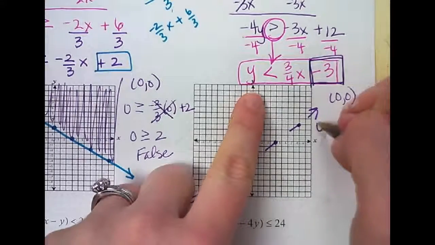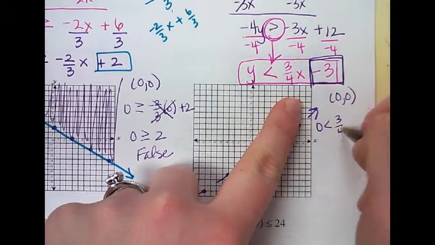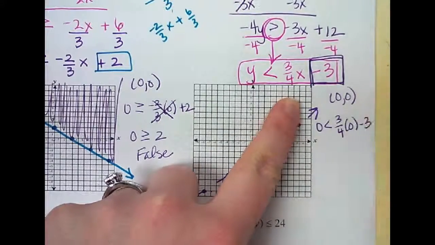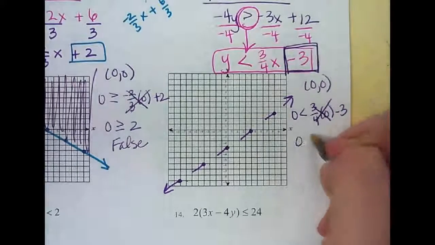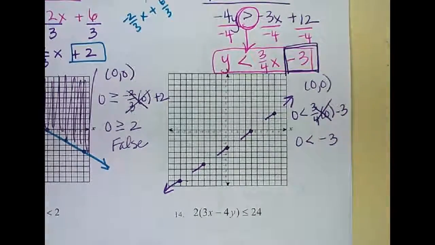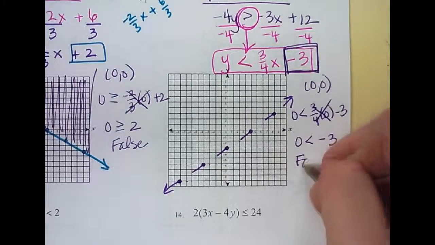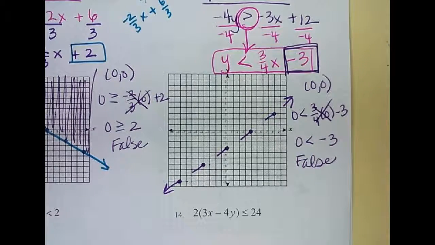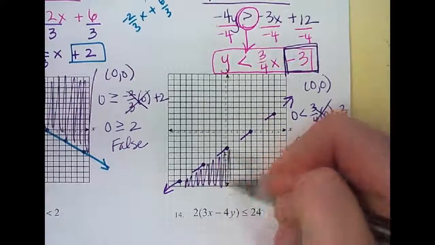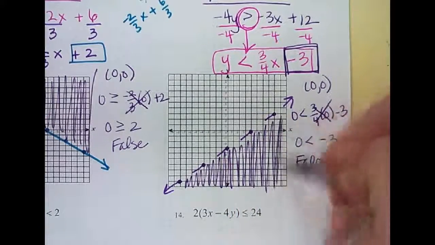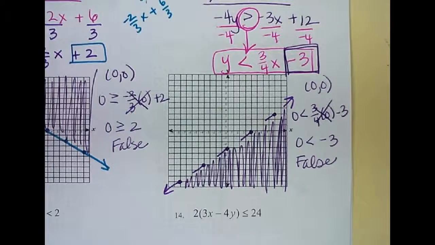So 0 is less than 3/4 times 0 minus 3. So that's gone. Is 0 less than negative 3? No. So here's 0, 0. I go to the other side and I shade the other side. Woohoo!